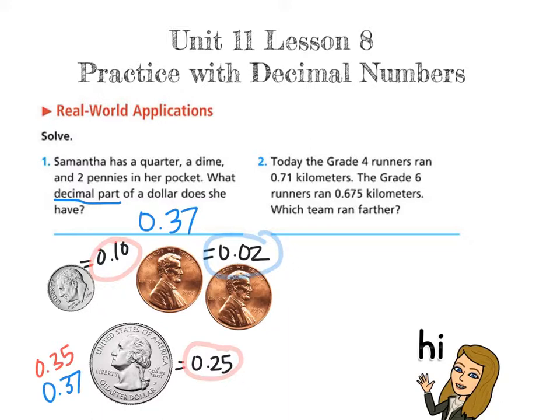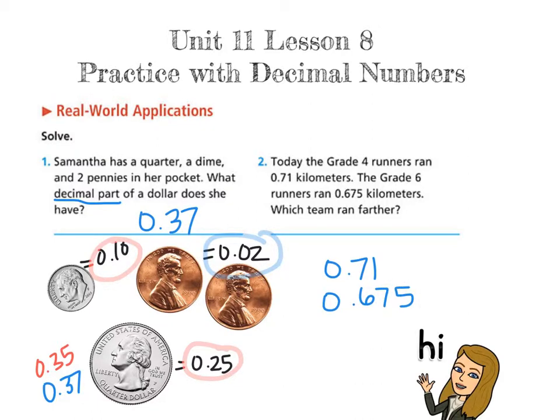The next one says, today the grade 4 runners ran 71 hundredths kilometers. The grade 6 runners ran 675 thousandths kilometers. Which team ran farther? Ooh, well, let's compare. 71 hundredths compared to 675 thousandths.